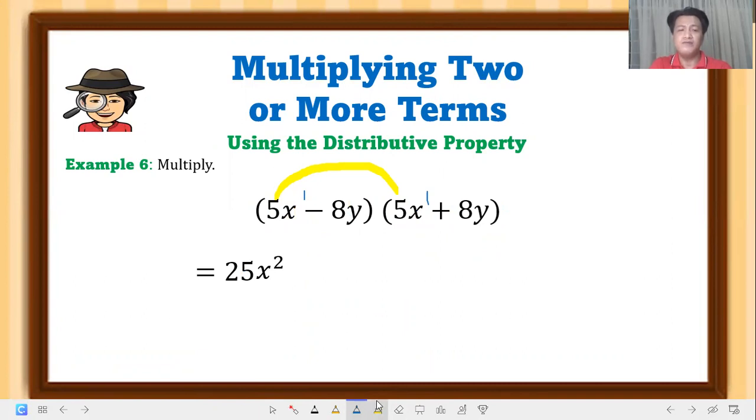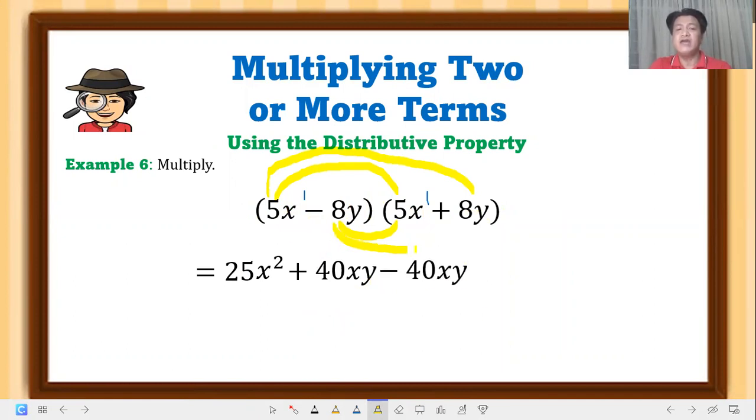Okay, next we have this 5x times 8y. Okay, remember, you have to multiply first the numerical coefficient. That will become 40. Since wala po silang kaparehas na base, which is the xy kasi magkaiba, copy lang natin. And we have this, what is negative 8y times 5x? That is negative or minus 40xy.